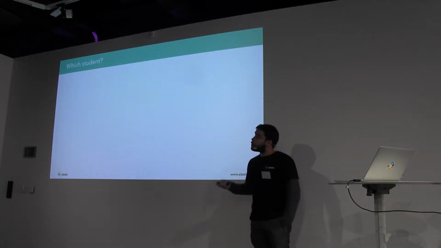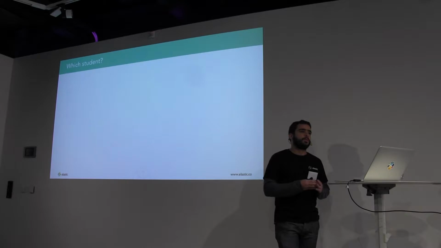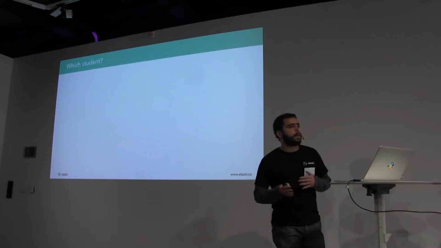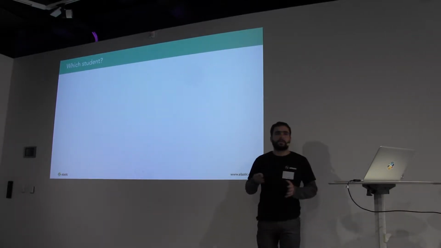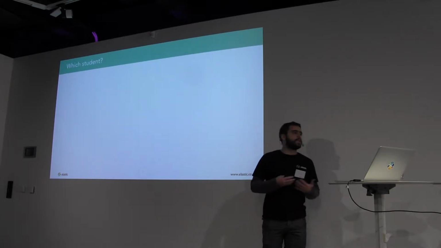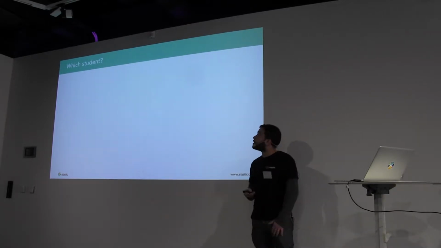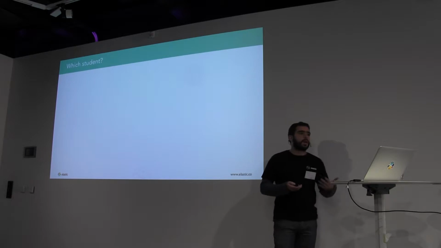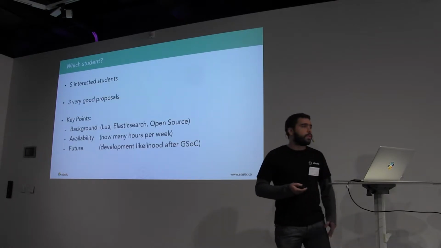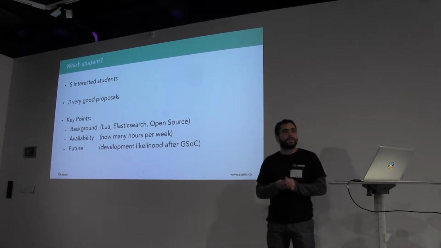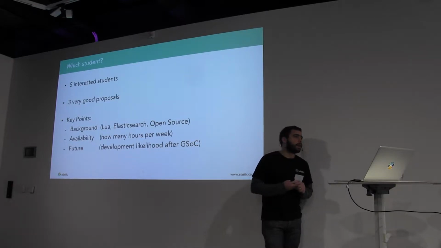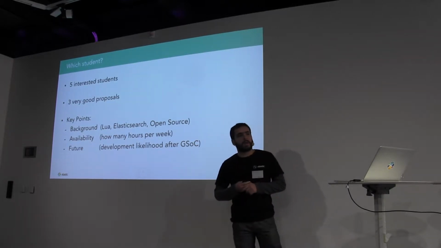Regarding Google Summer of Code, we usually have some projects that we set up and some mentors that we assign to take care of these projects. But of course, we need students to do the projects itself. So which student should I choose? There were 5 interested students in the project. We had 3 very good proposals at the time.